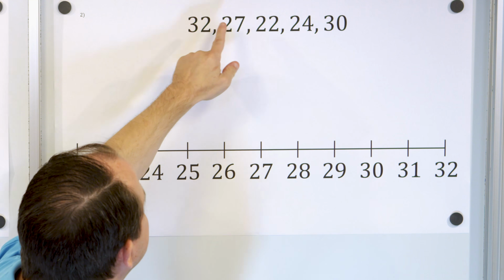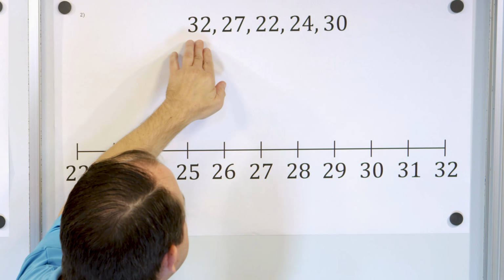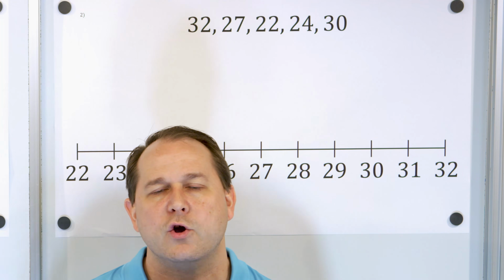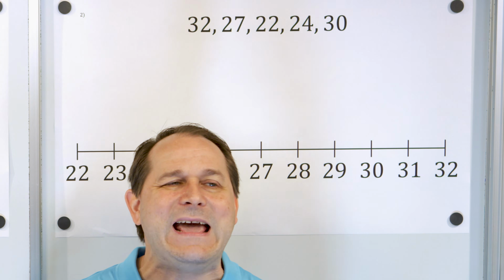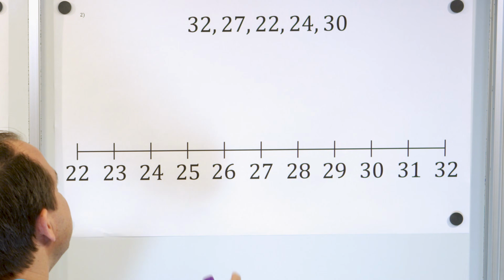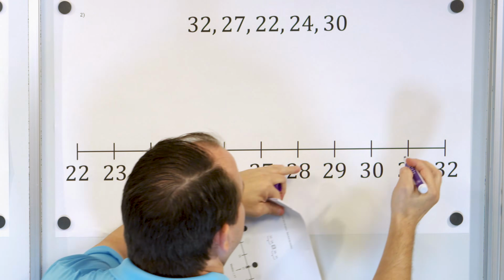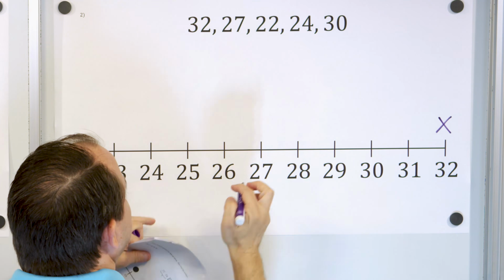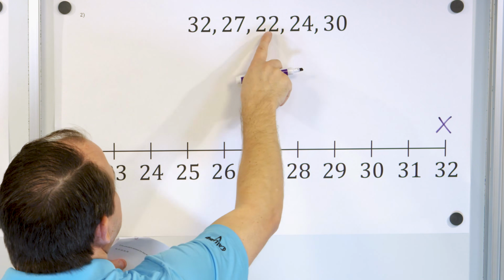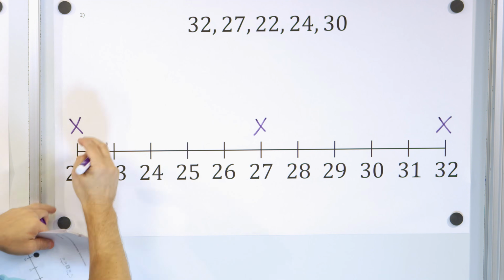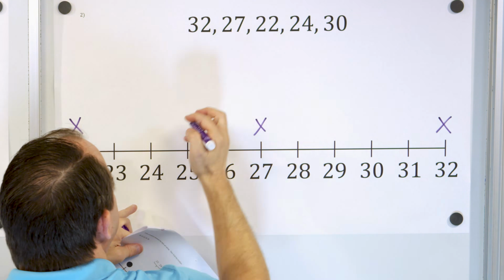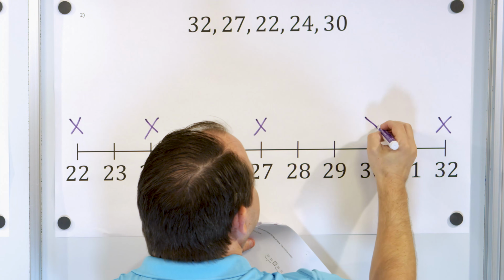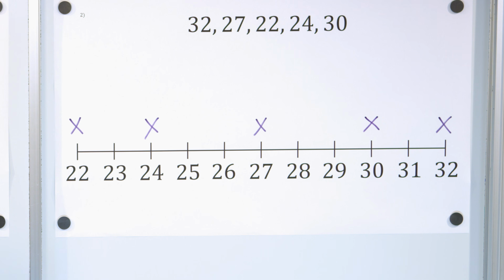So we have 32, 27, and so on. Let's say this is, of my friends that I have, the age that they were when they first had a child. So this person was 32 years old when he, or she, had her first child. This person was 27 years old when they had their first child. This person was 22 years old when they had their first child. This person was 24 years old when they had their first child. And this person was 30 years old when they had their child, all right?